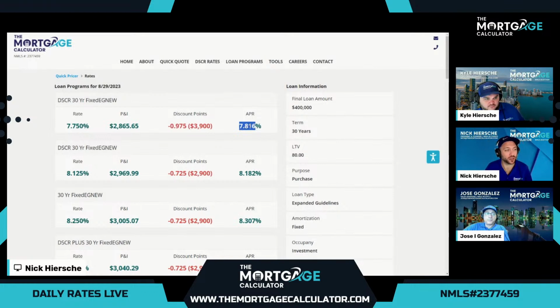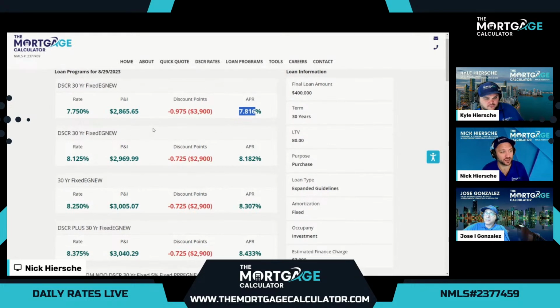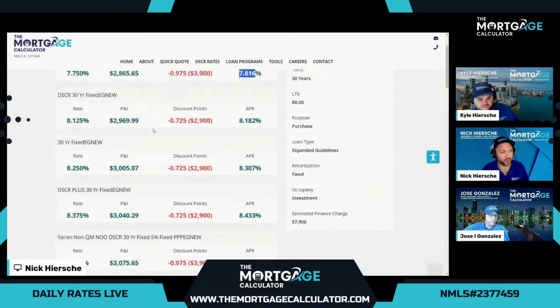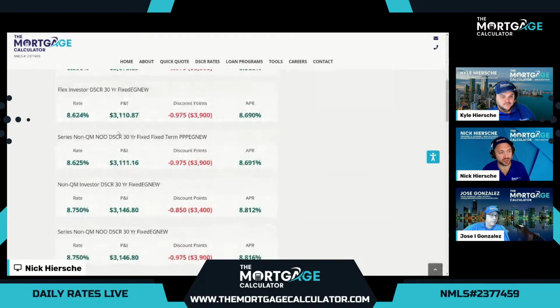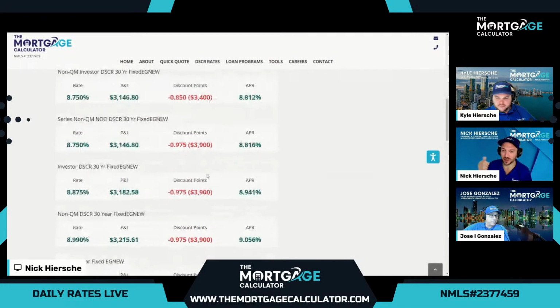Now we will go into Jose's example where we have some of these DSCR options, maybe at these little higher rates and costs. If you scroll down here, tons of different options. May allow things like bankruptcies and foreclosures, may allow things like short-term rental income, very common request. And some of these programs may allow foreign national investors.